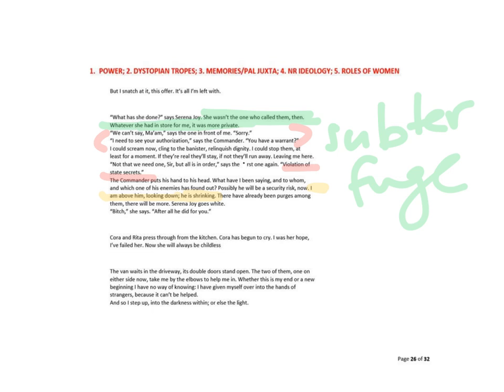More panic from Offred. What have I been saying, and to whom? Which one of his enemies has found out? Possibly he, the commander, will be a security risk now. So if that's happened on his watch, then he's accountable to someone else. Massively important line here in yellow: I am above him, looking down. So massive in terms of power. Last page of Offred's story. He is shrinking. There have already been purges among them. There will be more. Serena Joy goes white.